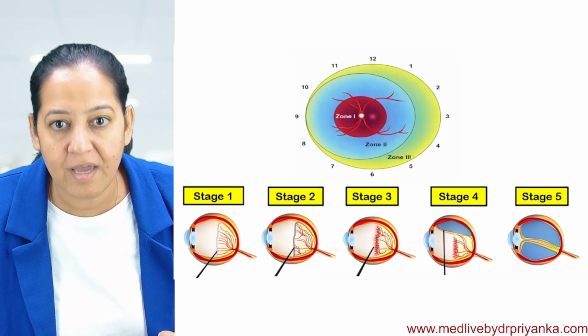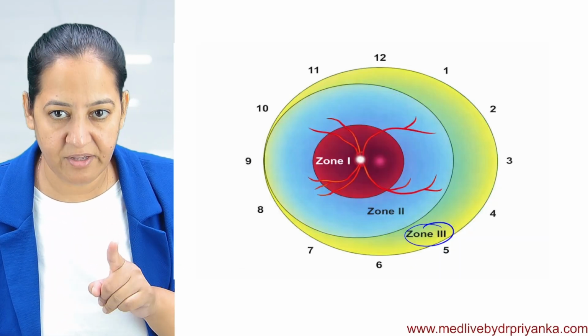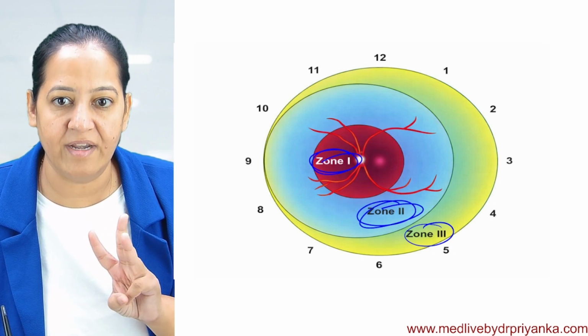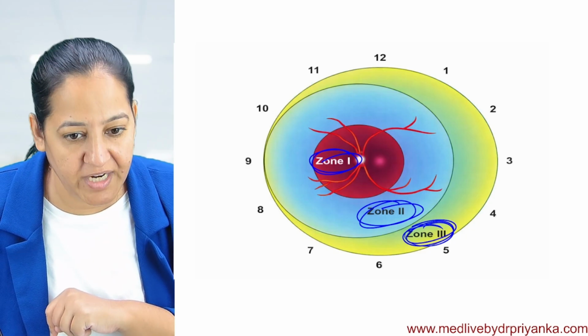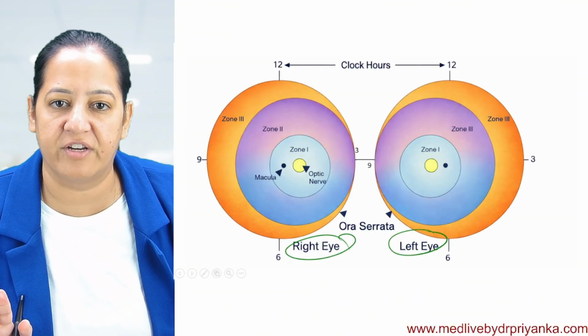What are the 3 zones? Appreciate the 3 colors in my diagram for the zoning. Can you see the red circle? Red is my zone 1, blue is my zone 2 and yellow is my zone 3. Say red, blue, yellow. Zone 1, zone 2, zone 3. No confusion. The 3 zones are in front of you.